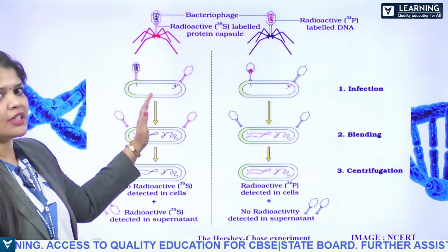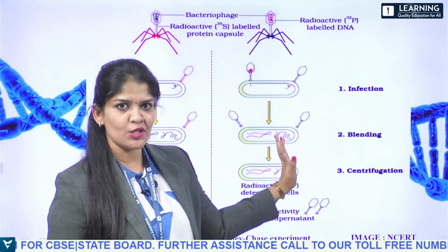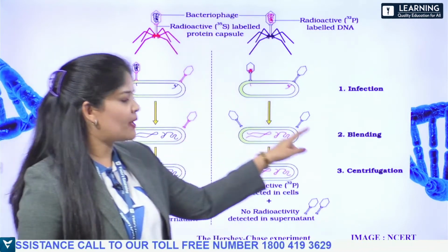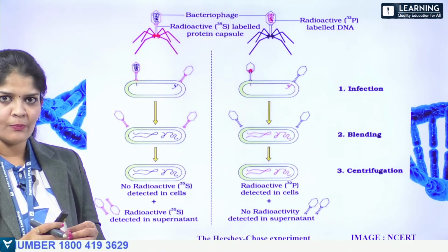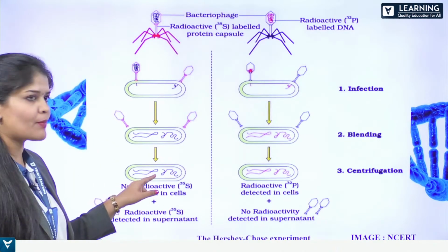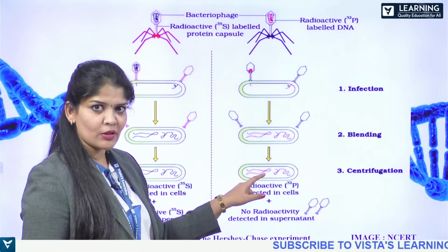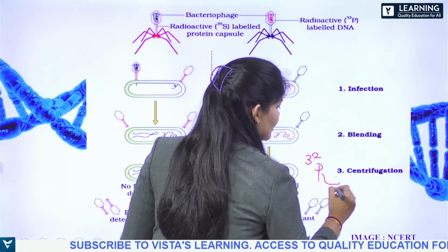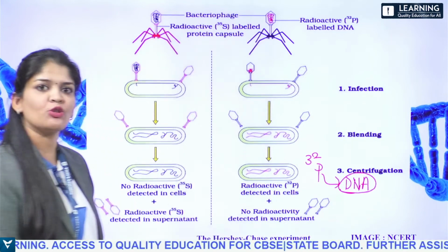So here both the radioactive protein and the radioactive DNA labeled bacteriophages were allowed to infect the bacterium, and once the infection is done, it is blended, centrifuged and looked for radioactive substances present inside the bacterium. In one case, if you look inside the bacterium, it is not radio labeled. In the other, if you look inside the bacterium, it is radio labeled, and that radio labeled substance is phosphorus 32. Phosphorus 32 will label DNA only, but not protein, right?